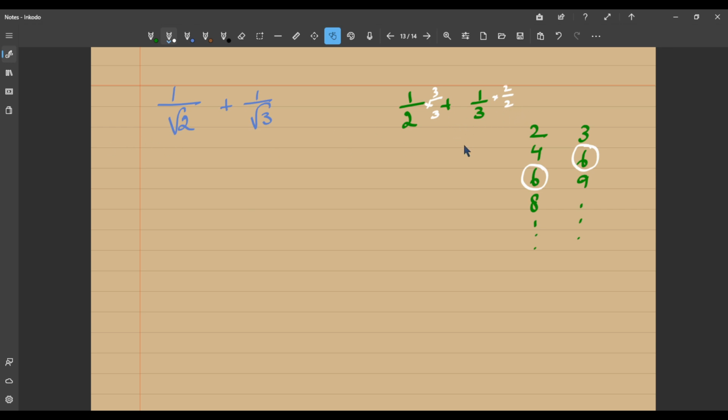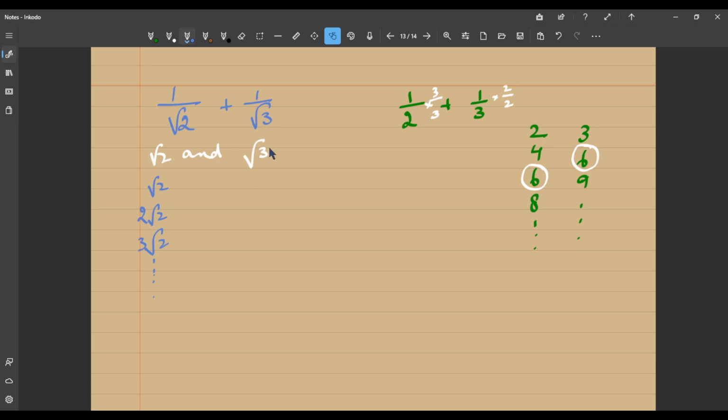So how do we do it similarly? How do we find the multiples, the LCM of root 2 and root 3? Is it possible? Let's explore. So what are the multiples of root 2? If I multiply root 2 into 1 it is root 2. Root 2 into 2, 2 root 2. 3 root 2. So these are the multiples of root 2.